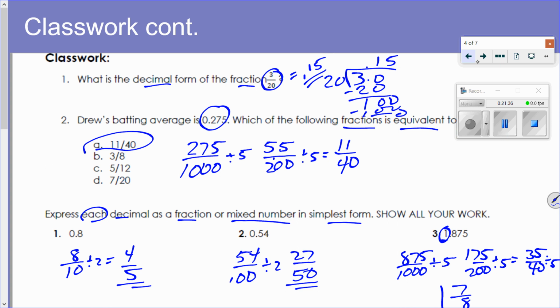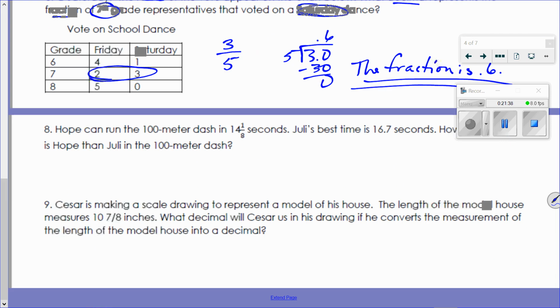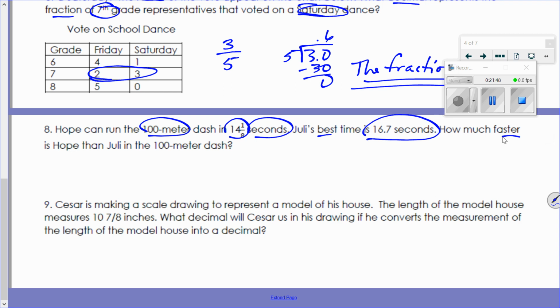Okay, for those of you still at home, these last couple. Number 8, Hope can run the 100-meter dash in 14.18 seconds. Julie's best time is 16 and 7/10 seconds. How much faster is Hope than Julie in the 100-meter dash? So there's our big question, how much faster? So you have 2 options here because one was given as a fraction, one was given as a decimal. I can either turn the decimal to a fraction and then subtract the mixed numbers, or probably easier, turn the fraction into a decimal. So we'll do the 1/8, which we've actually already done a couple times today, so that should make it even easier.